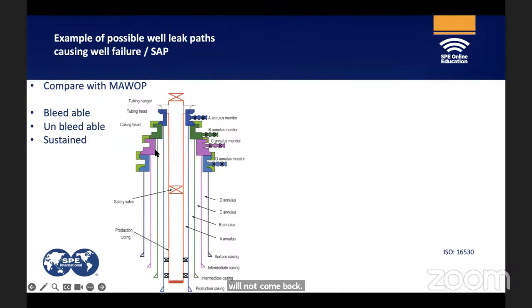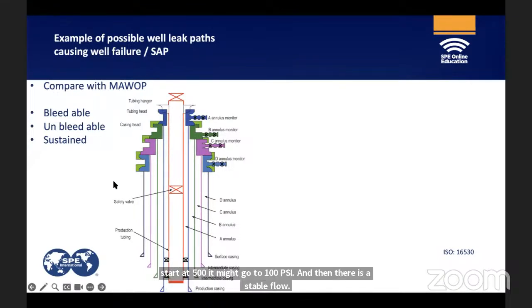If a pressure is bleedable, the situation is okay. Many times we have seen that the pressure becomes unbleedable, meaning that you open the valve, the pressure is continuous, the pressure does not go down, or the pressure may go down. We start at 500, it might go to 100 psi, and then there is a stable flow. So this stage is called unbleedable pressure.